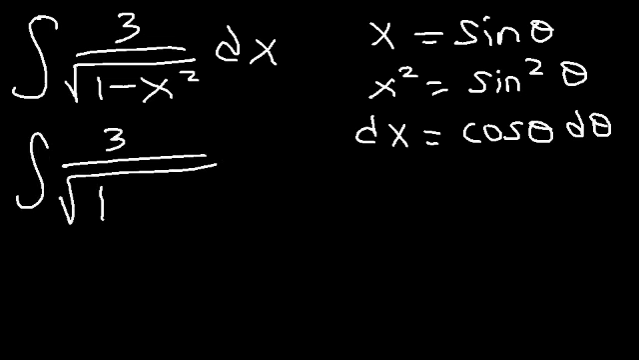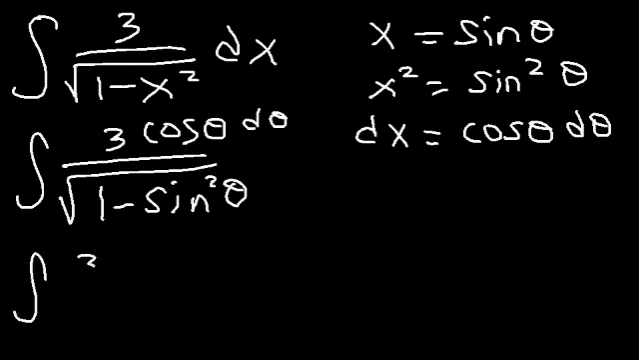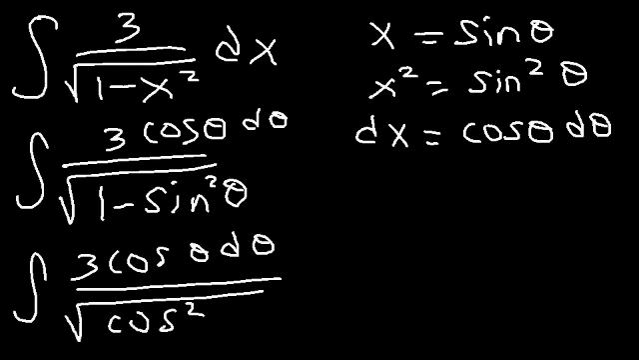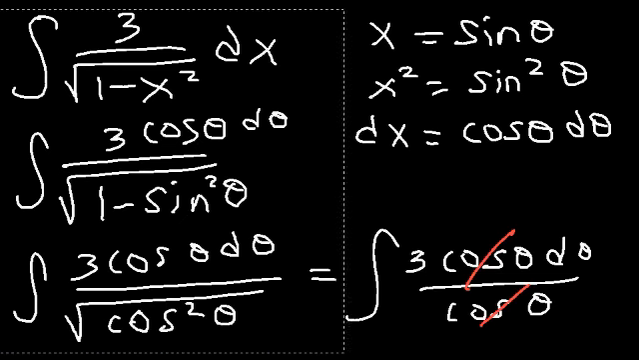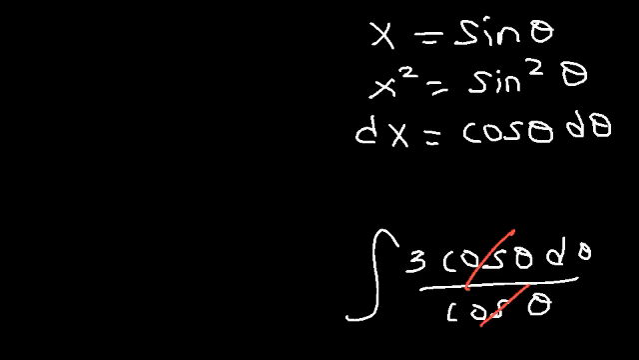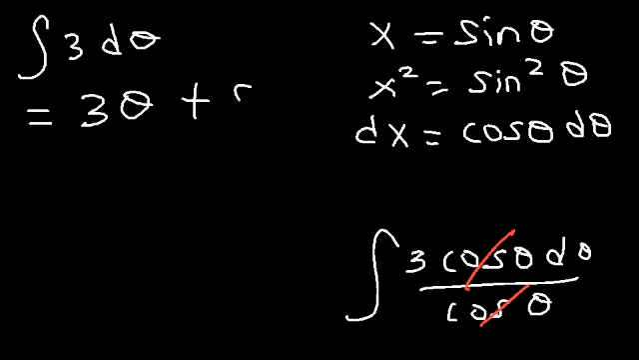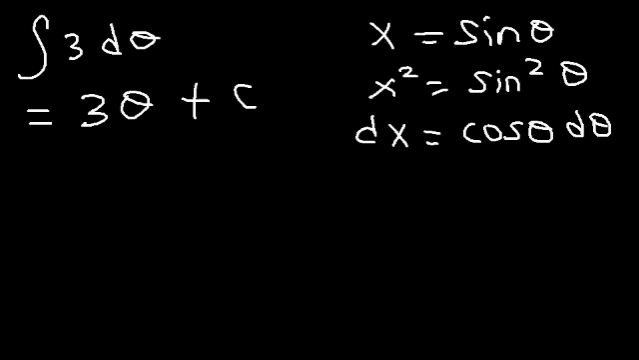So let's replace x squared with sine squared. And let's replace dx with cosine theta d theta. So we know that 1 minus sine squared is equal to cosine squared. And the square root of cosine squared is simply cosine theta. So at this point, we can cancel the cosine function. So the expression that we have now is simply the antiderivative of 3 d theta, which is equal to 3 theta plus c.